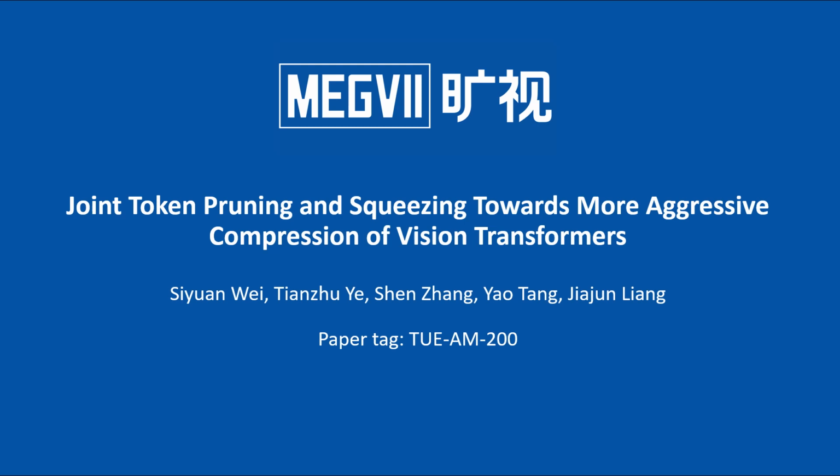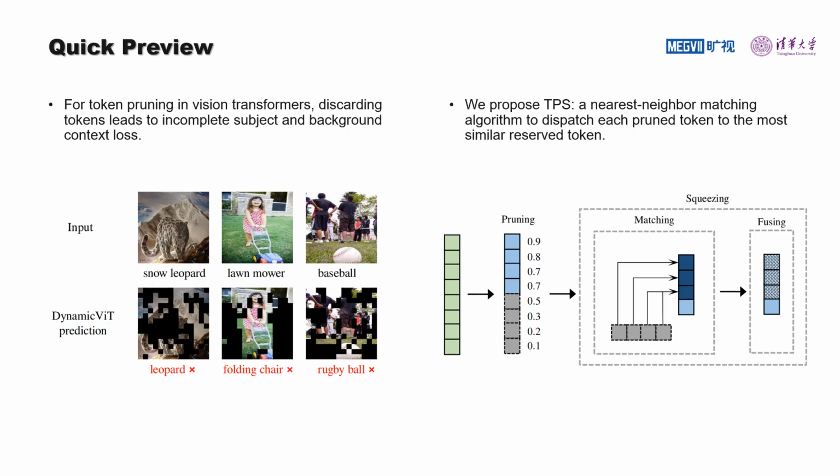I am glad to share our work, "Joint Token Pruning and Squeezing Towards More Aggressive Compression of Vision Transformers", in CVPR 2023 here. We call it TPS for short. Let's start from a quick preview of our TPS. We focus on pruning tokens in vision transformers more aggressively and efficiently from the perspective of saving information loss.